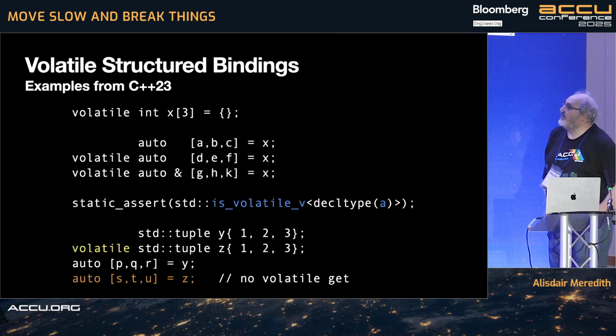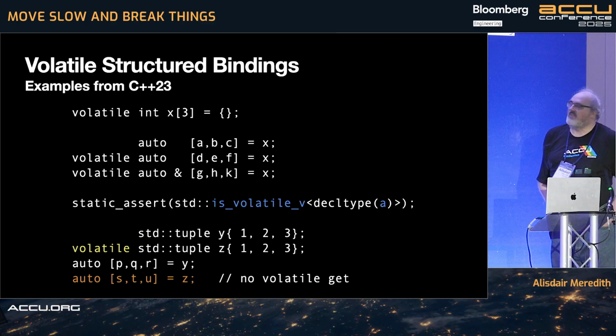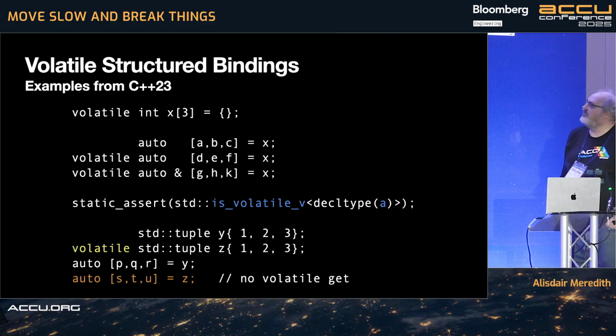Another place where volatile kicks in is volatile structured bindings. These just kind of fell out of the syntax as we introduced structured bindings. It wasn't clear that they would ever be useful. So they were deprecated fairly quickly, and now I'm removing them. So what is a volatile structured binding?